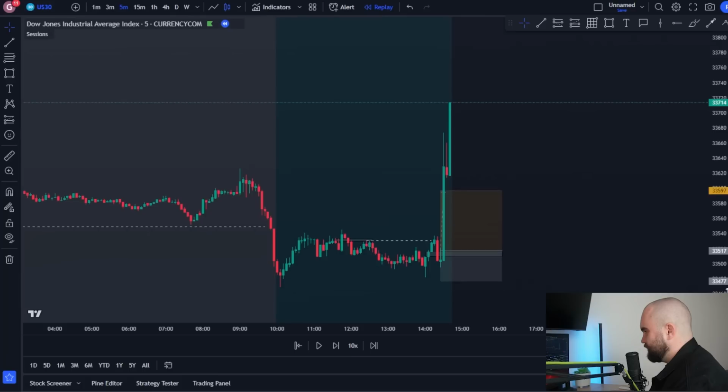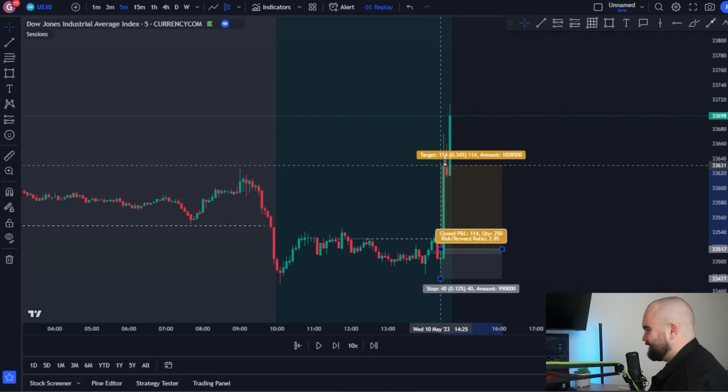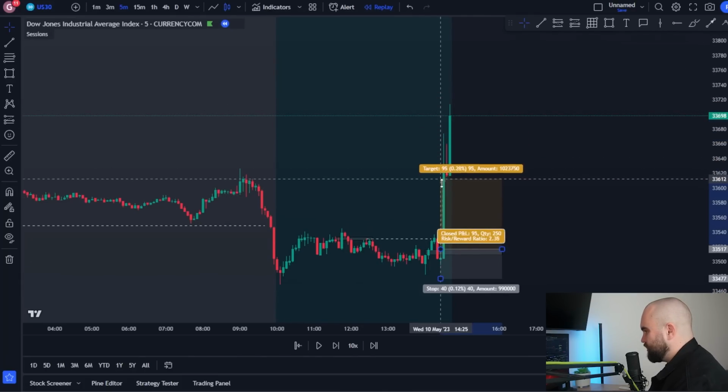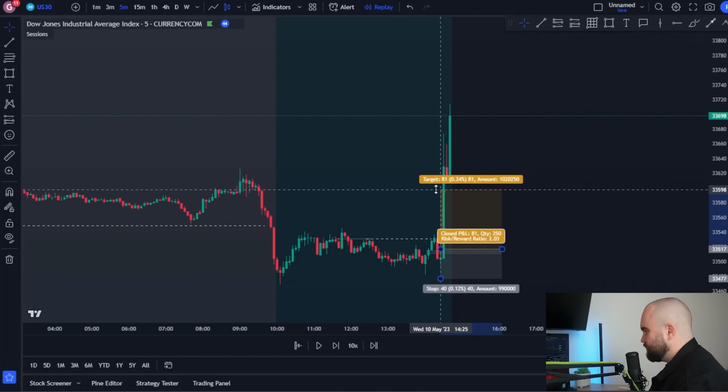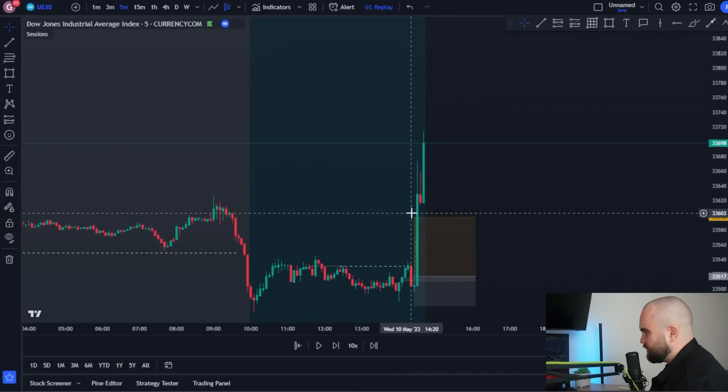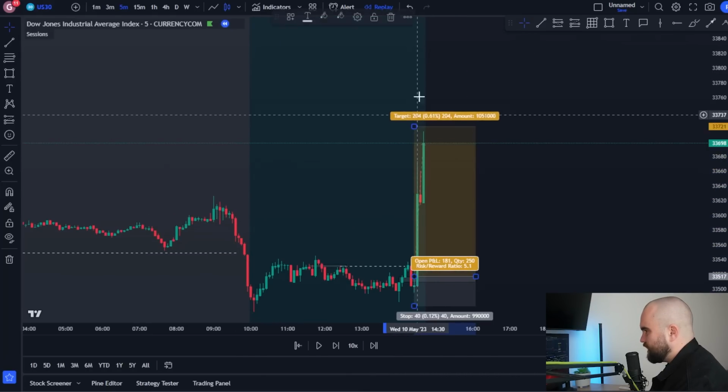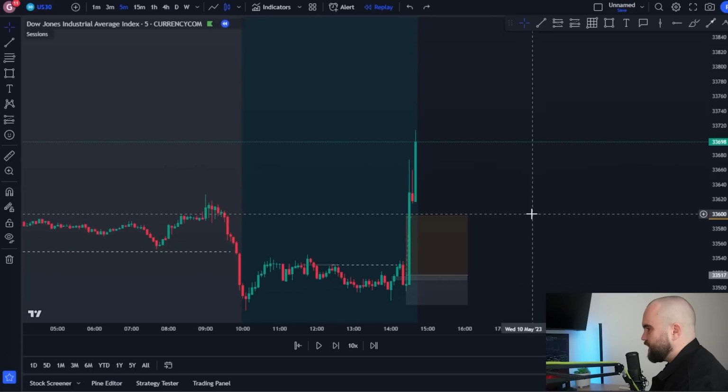And there you go. Again, the ones that really run. So if you wanted to, you could literally take partials here and let the rest run and try and get to a 1 to 5. Again, that's something you need to test.